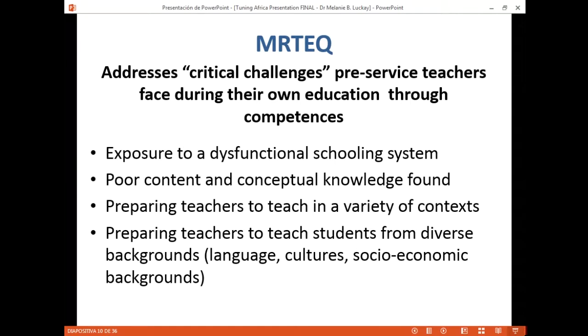So what the Mr. Tech tried to emphasize is that we change this poor content and conceptual knowledge that teachers had. So we needed to look at developing teachers as an end product with high conceptual knowledge and more context-driven thinking, applying knowledge within a context. So we needed to change that. We needed to look at contextual variability, and we needed to look at preparing students from diverse backgrounds.